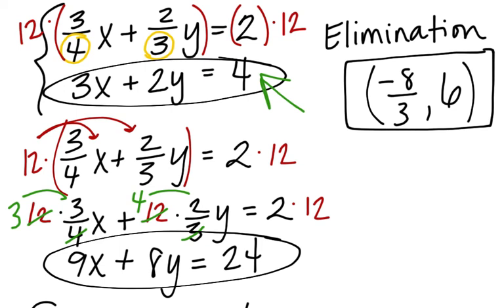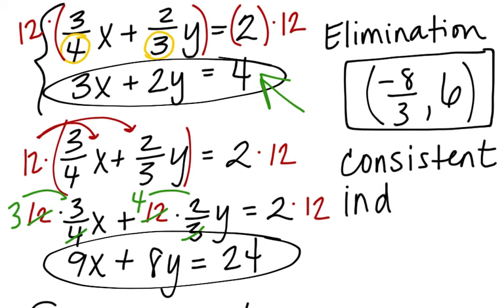We have two different ways of classifying this particular system. Because we got a solution, we could call this system consistent. A consistent system of equations is a system of equations that has at least one solution. And because the two lines are different lines, we could also say this is an independent system. The two lines are independent of one another. So this system is both consistent and independent, and the solution is negative 8/3, comma 6.